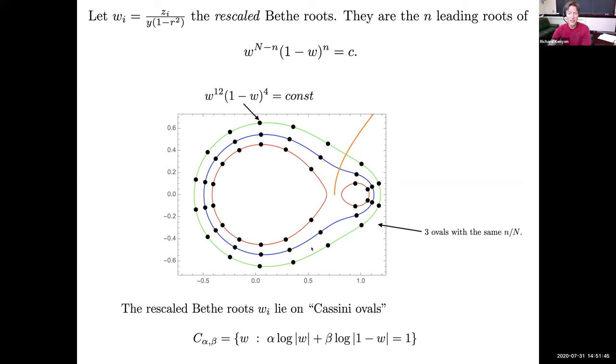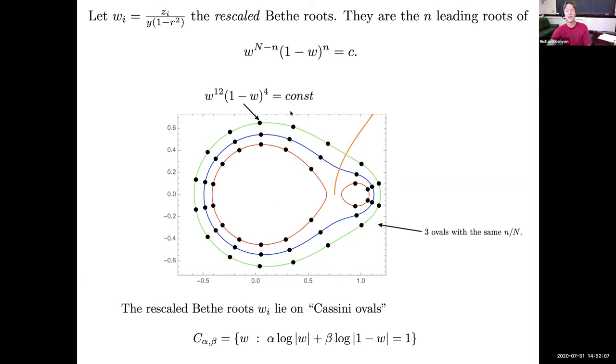That's the definition of a Cassini oval. And the Cassini ovals are these curves, the green, the blue, and the red. The interesting thing to note here is that when the constant is small enough, the oval really splits up into two, has two components. There's one component which surrounds one, and there's another component which surrounds zero.